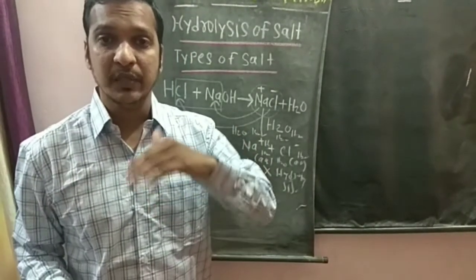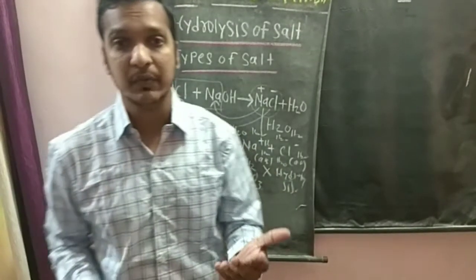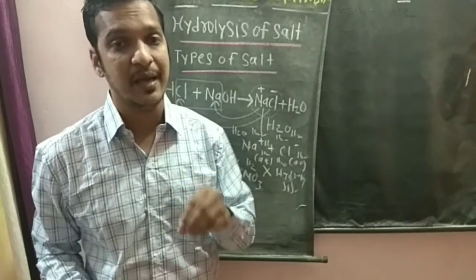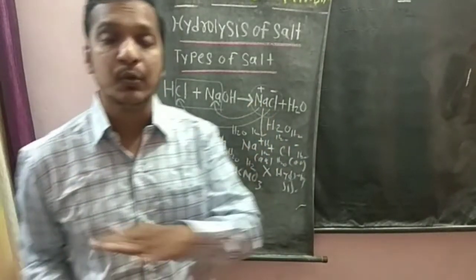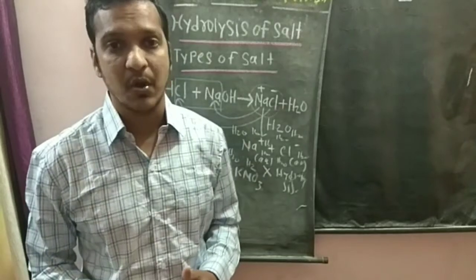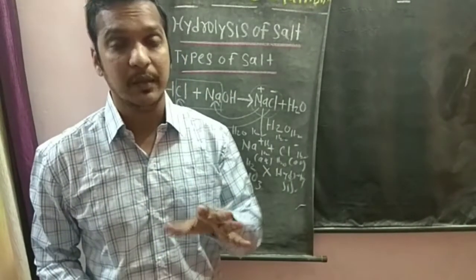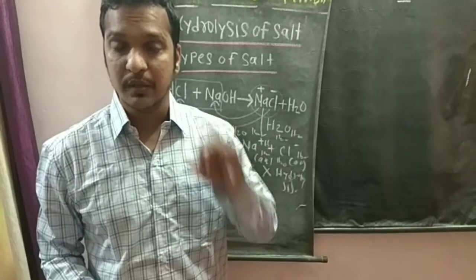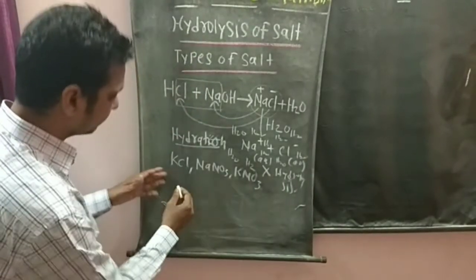So these examples, NaCl, KCl, NaNO3, KNO3, are made up of a strong acid and a strong base. So they only produce ions when they dissolve in water, but then these ions do not react with water further. That is why we can say that these salts do not undergo hydrolysis, or they do not give hydrolysis of salt. But we have another example of a salt which undergoes a hydrolysis reaction. For example, ammonium fluoride.